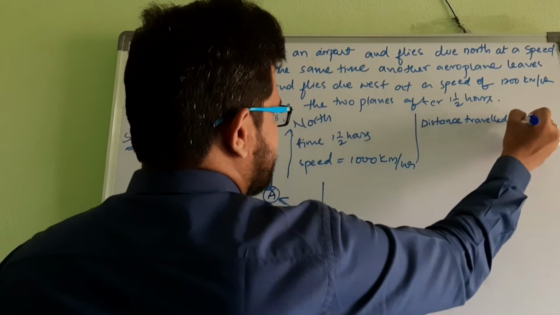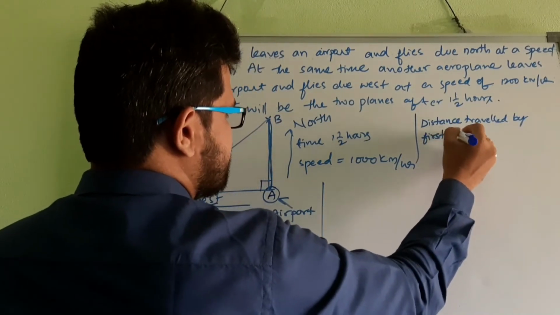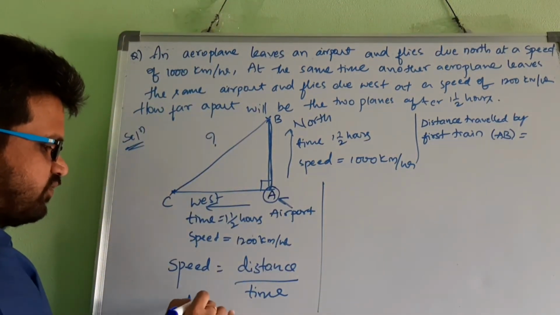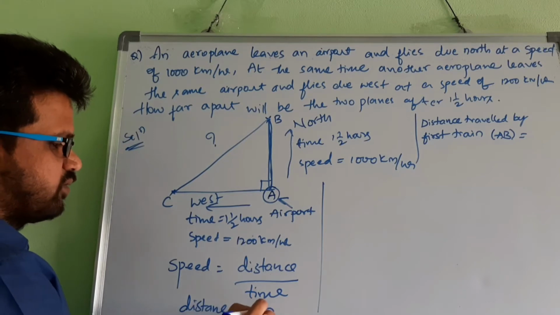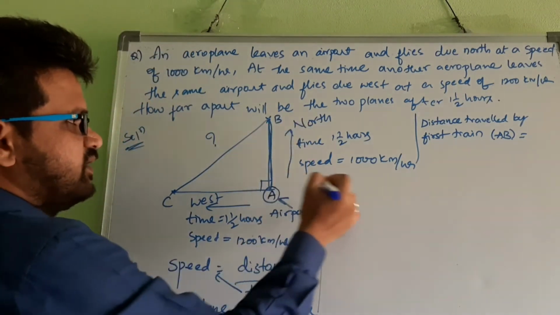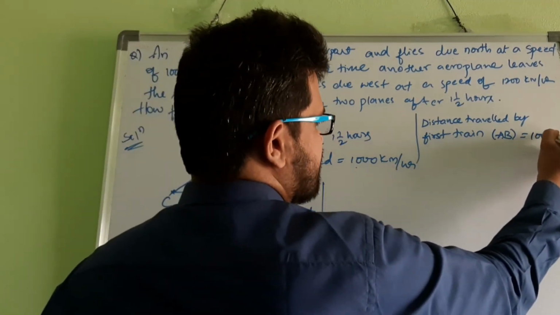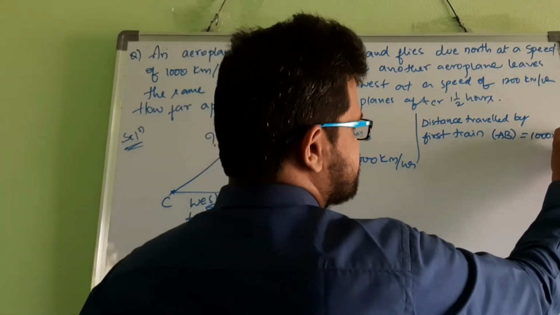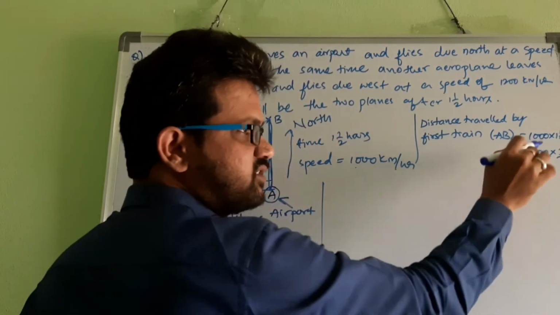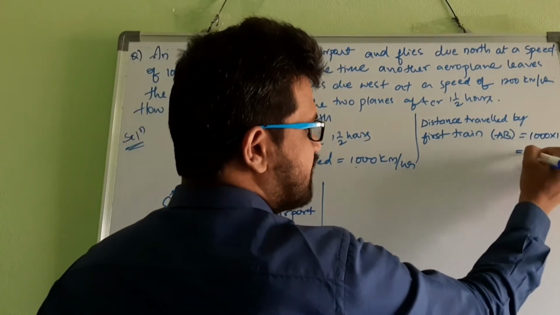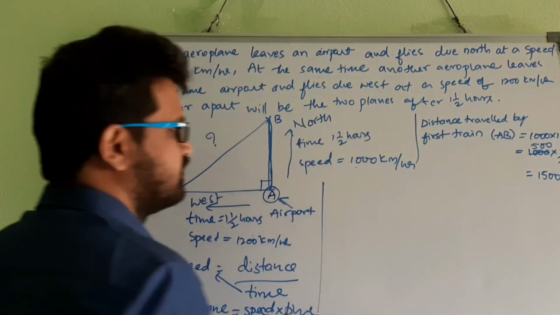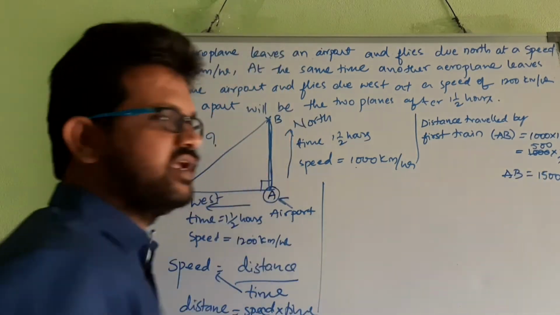So the distance traveled by the first plane, that is AB, is equal to, what is the formula? Distance is equal to speed into time. So for the first plane, AB is 1000 into 3 by 2, converting the mixed fraction 1.5 into an improper fraction. 2 5s are 10, that is 1500 kilometers. AB is equal to 1500 kilometers.